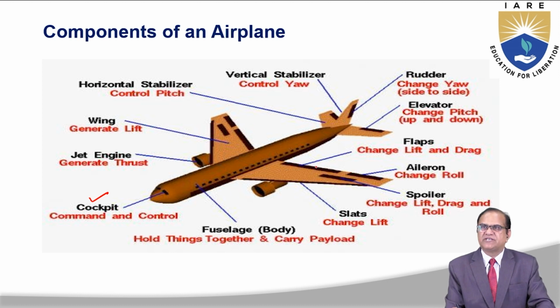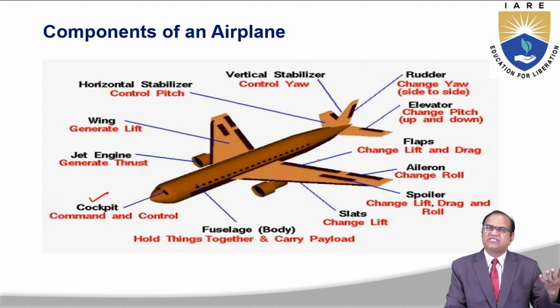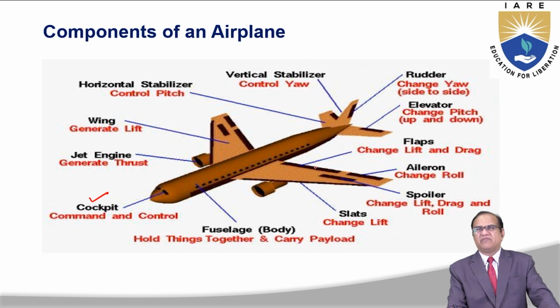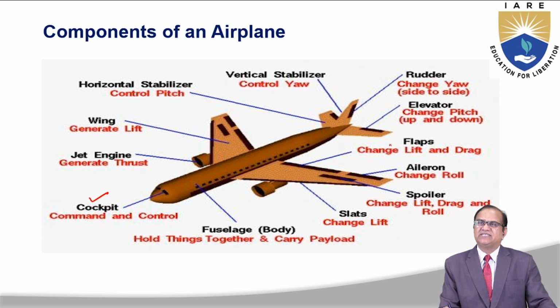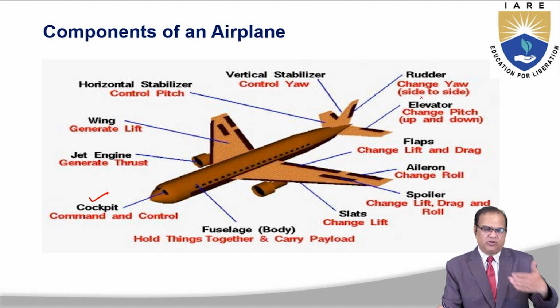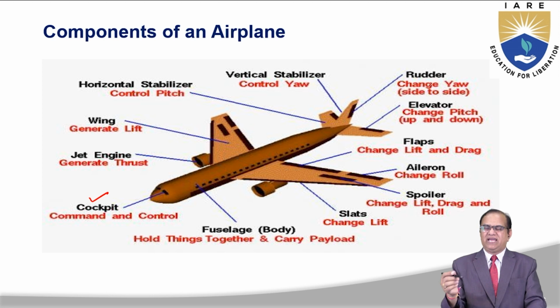Then we have flaps, which change lift and drag. During takeoff and landing we want to increase the lift. At that time these flaps are lowered and the camber of the wing is increased, and that makes the aircraft lift up. Elevators change pitch, up and down. Here the elevators make the nose pitch up and down. Rudders change yaw, side to side. If you want to turn the nose sideways, it is done by yaw.